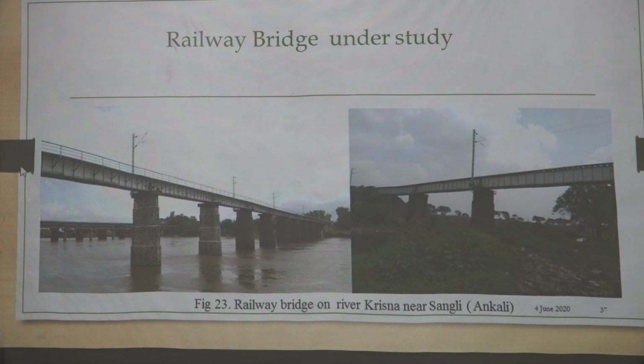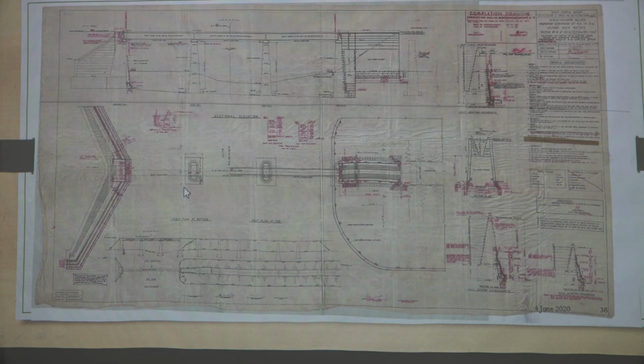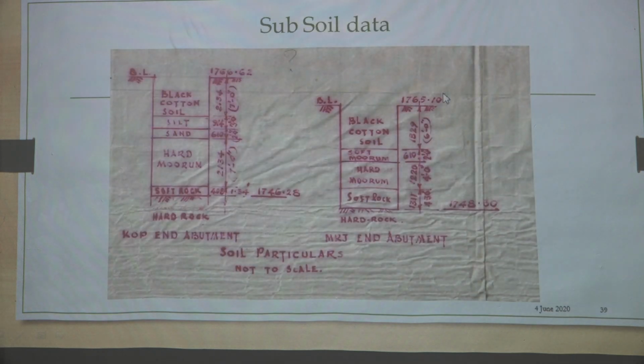This is the bridge on the Miraj to Kolhapur section of the railway. We can see here the railway is running there, and we have taken the photograph here. One road bridge was there, and adjacent to that, one railway abutment. This is the abutment, and here you can see the pier. This data we got from the Indian Railway.